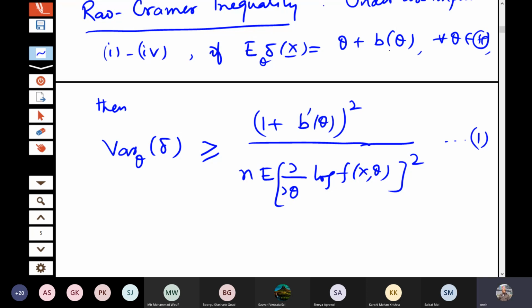In particular, if b(theta) is 0, then delta(x) is unbiased. Then b prime theta will be 0. Then it becomes: variance of delta is greater than or equal to 1 by n times the expectation of del by del theta log f(x, theta) whole square. Note here the right hand side does not involve delta. So what we are saying is the variance of an estimator is always greater than or equal to a certain quantity. So if the variance becomes equal to this quantity, suppose I am taking b(theta) equal to 0, then it becomes the minimum variance unbiased estimator.